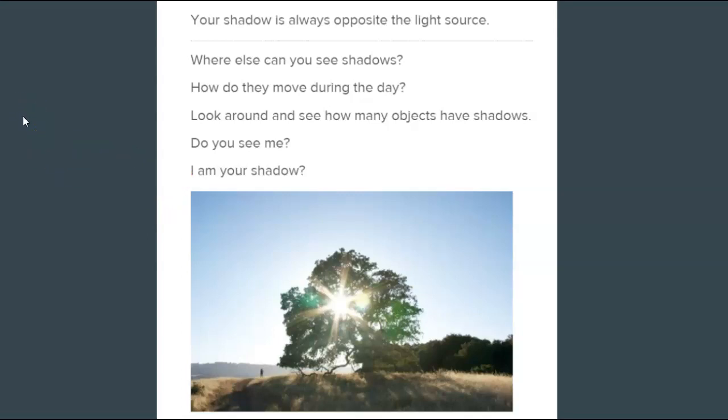Students, your assignment is to track your shadow 4 different times during the day. So you will take your writing notebook, you will write the time, and you're going to need help from an adult. And after the time, you will write one sentence about what your shadow looks like outside at that time.